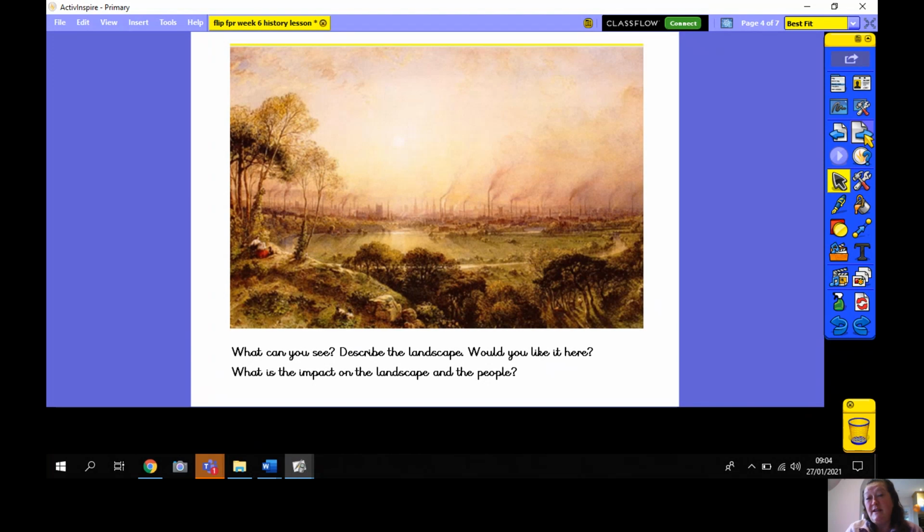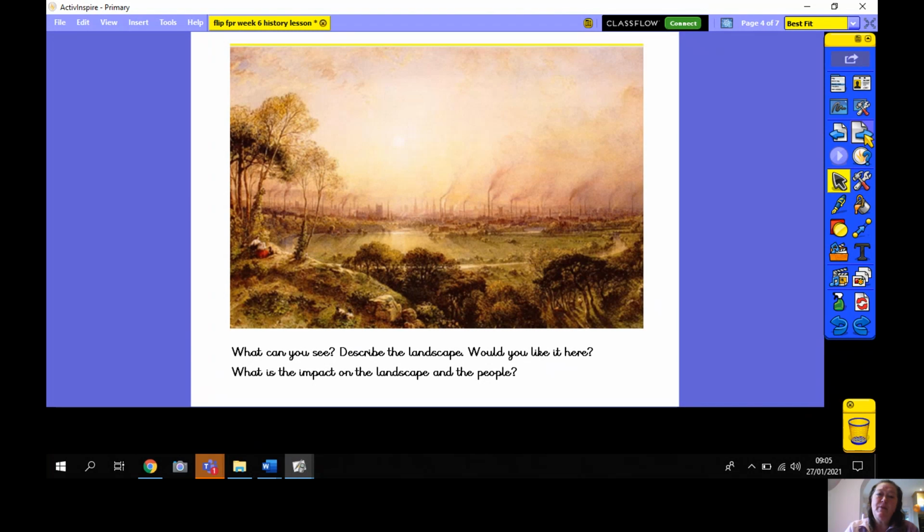Now this time, what can you see? How far can you see? What is this landscape? We've got the fields and the hills and a couple of sheep in the foreground with us, but as you go further into the distance, it's changed very, very much, hasn't it? What can you see now? So have a think about that. And if we were to describe this landscape, what sort of landscape would we describe it as? Industrial? Urban? What would you call it?